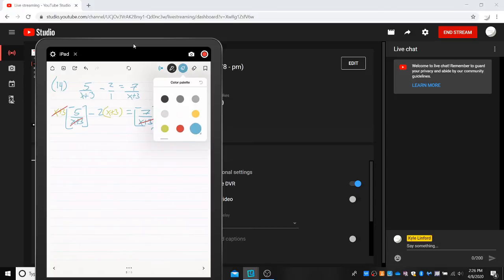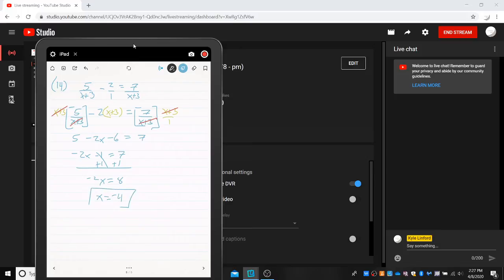looks like just a 5 in the first term. The second term, we have, well, let's distribute the -2 through. -2x minus 6. And then in the last term is just a 7. So let's go ahead and combine some like terms. We got a -2x. 5 and -6 is -1. That's equal to 7. We can add 1 to both sides. -2x is equal to 8. And x is equal to -4.